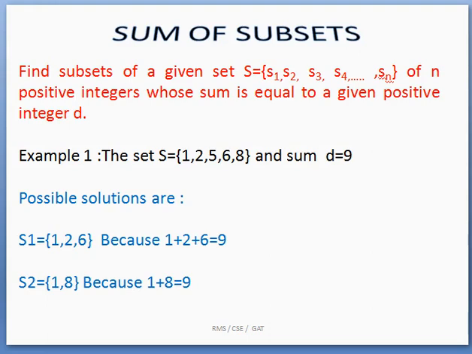Now for this problem we may have a solution, or there may not be any solution, or we can get more than one solution also. So here I got two solutions, S1 and S2. In S1 we have selected the elements 1, 2, 6 as one subset because 1 plus 2 plus 6 is 9, and in S2 I have selected 1, 8 because again 1 plus 8 is 9. So these are the two possible subsets from the given set whose sum is equal to 9.